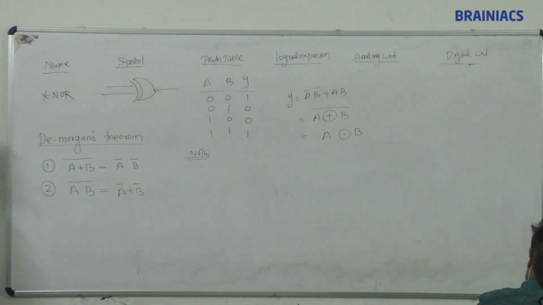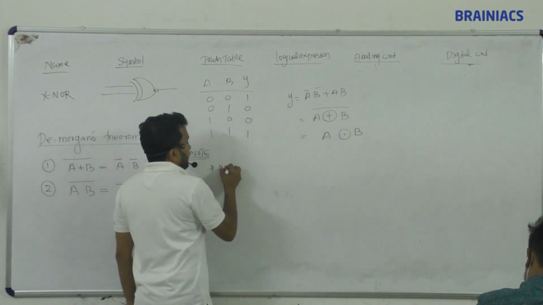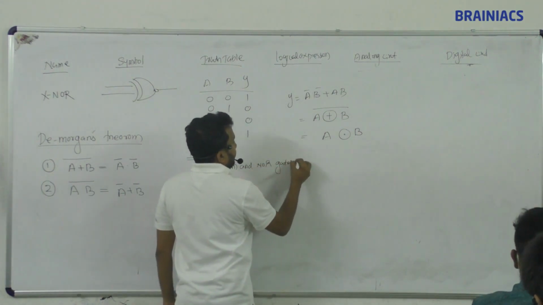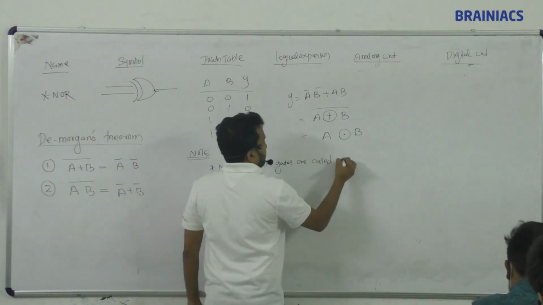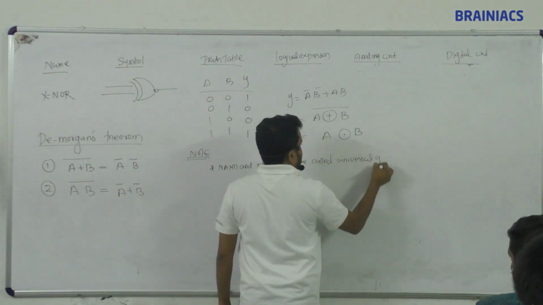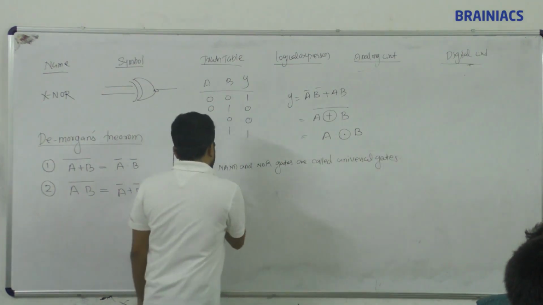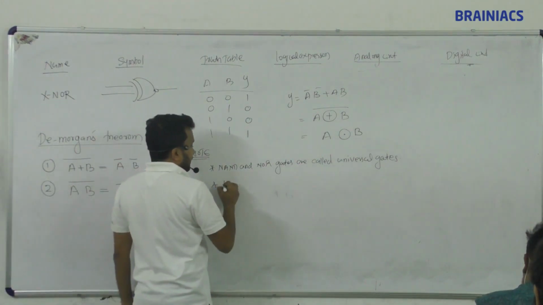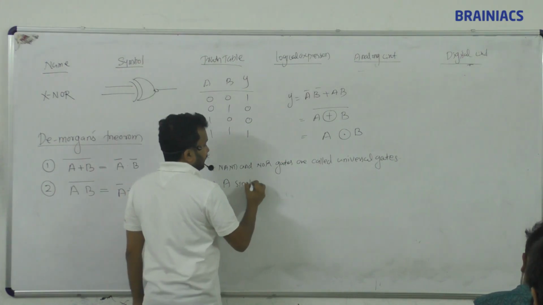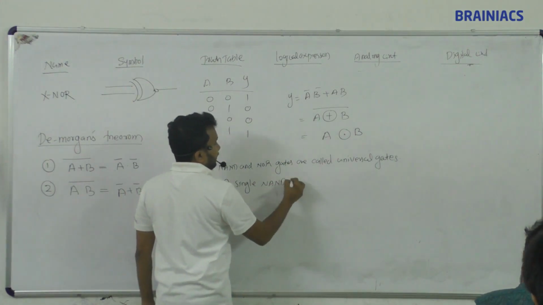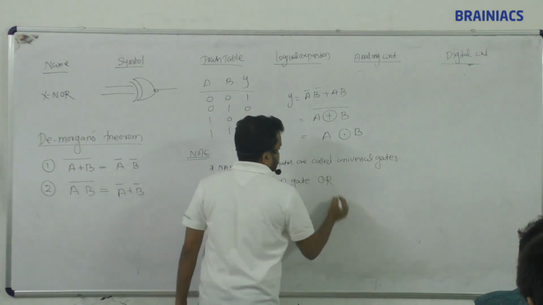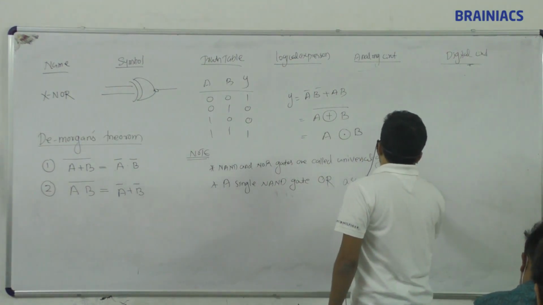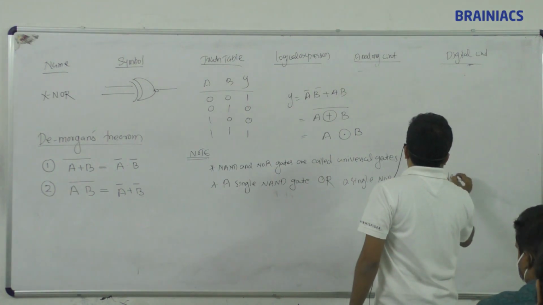Next, write as a note: NAND and NOR gates are called universal gates. Less chance to be asked. Next one: a single NAND gate or a single NOR gate is equal to a NOT gate.